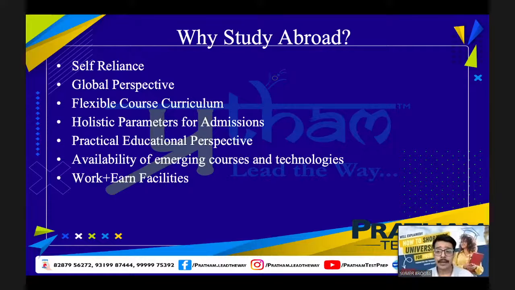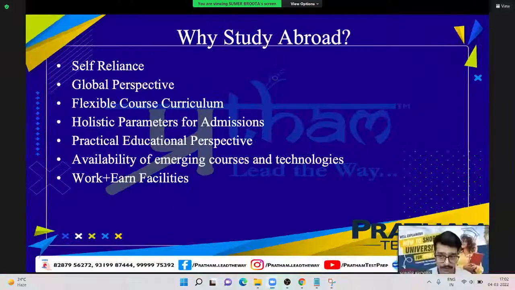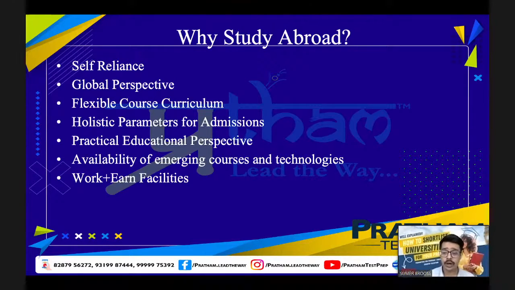There are holistic parameters for admissions. So it's not only on the basis of your class 9th, 10th, 11th and 12th performance, but it is also on the basis of the profile that you're standing out with. So for example, if you've done internships or you've done some projects which are very unique, or some volunteering activities or things like that, right? So it is very important in that particular scenario.